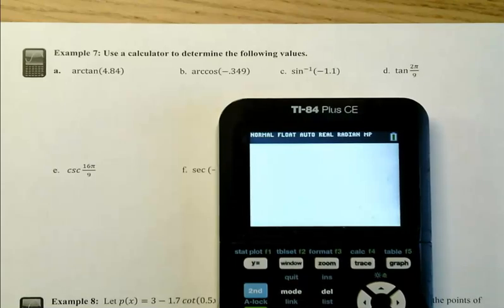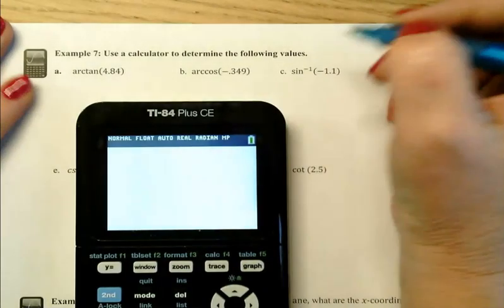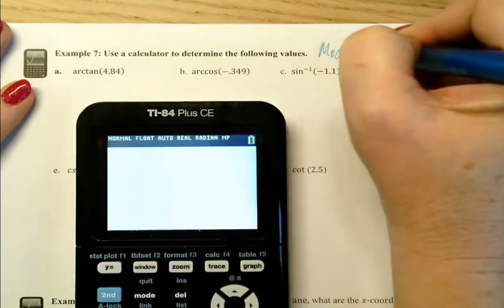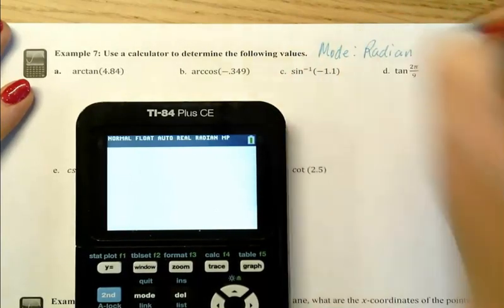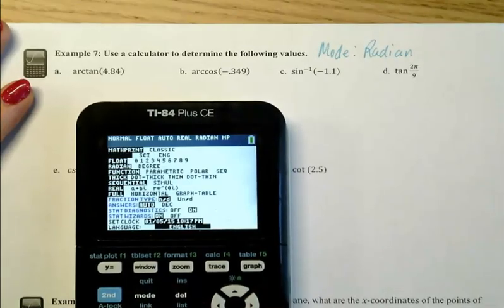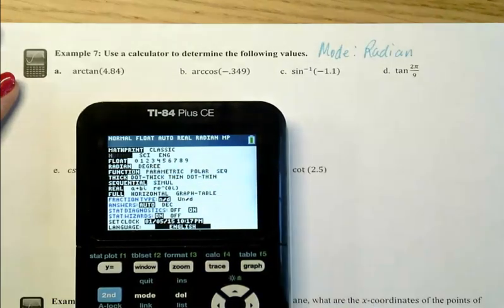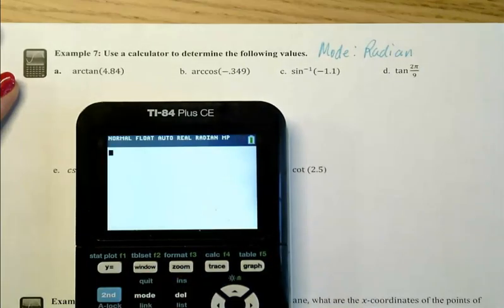Okay, so first thing that we want to make sure is that we are in the right mode in our calculator, and that should be radians. If you reset your calculator, it automatically puts you in radians, but if you've been doing other things on your calculator, then you should always double check and make sure that the radians is highlighted right here and not the degree.